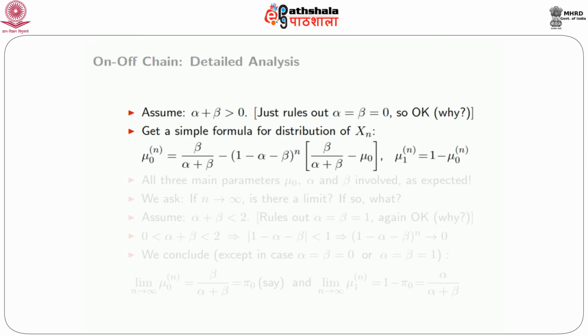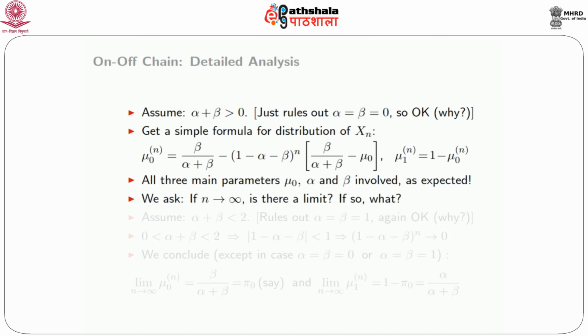And of course, remember always that mu1n is 1 minus mu0n. At this stage, all three important parameters, mu0, alpha and beta, are involved. Remember, these three parameters determine everything. Mu0 determines mu1, which means you know the initial distribution completely, and alpha and beta determine all the transition probabilities completely. So now the main question that we are going to ask, like we said, is that we are interested in the long-term behavior.